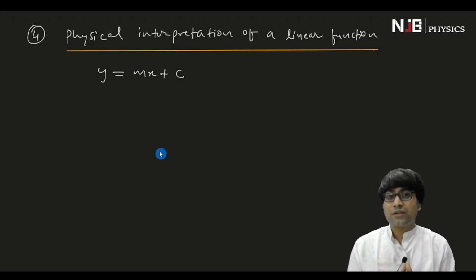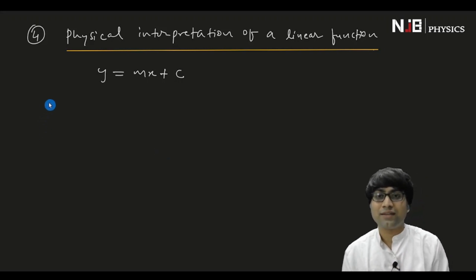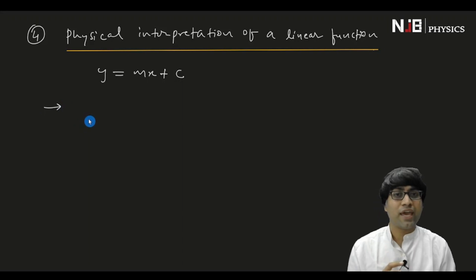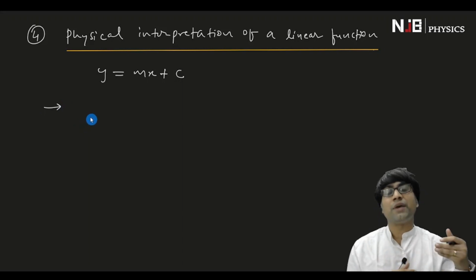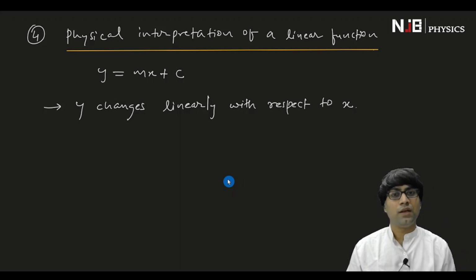In a linear function, this is going to have a special relation. What is that special relation? It means in a linear function that y is going to change linearly with respect to x. If you change x, then y is going to change linearly with respect to x. Now, what is meant by this statement that y changes linearly with respect to x?